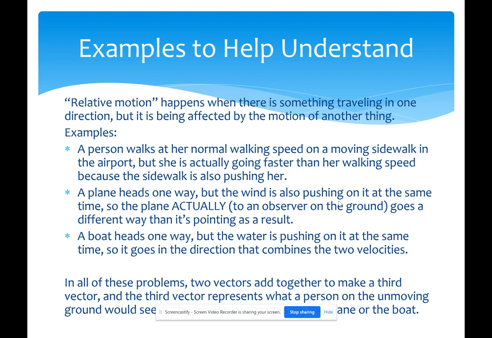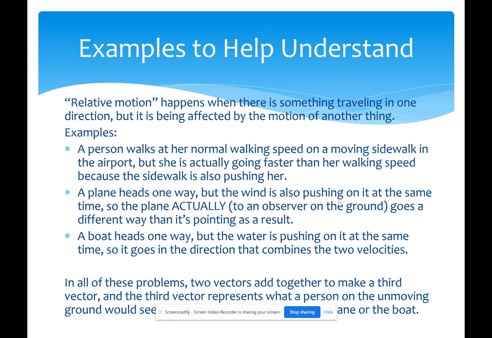And also, a boat heads one way. The water is pushing it at the same time, so it goes in the direction that combines the two velocities. How about someone on a train who is walking towards the back of the train while the train is moving forward? To someone on land, if they could see that person, they would not be going as fast as the train. A person on an aircraft carrier walking across the aircraft carrier while it is moving forward would be seen as moving at an angle compared to somebody on shore.